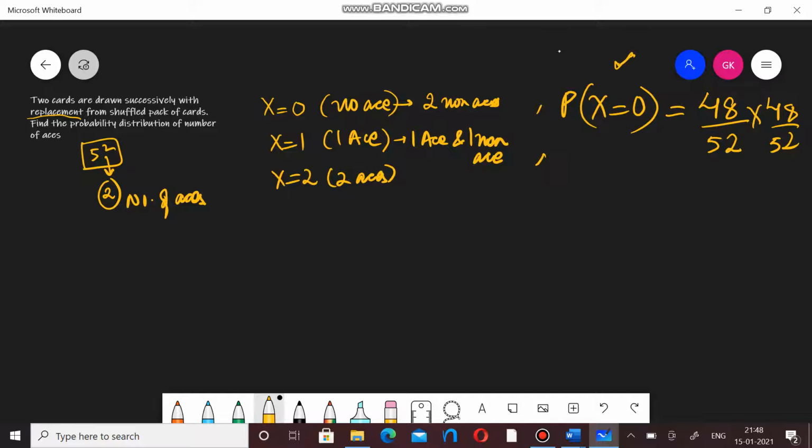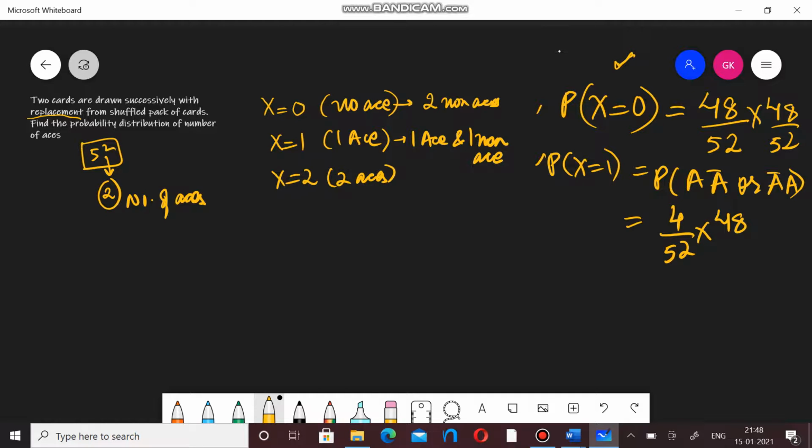Now coming to when x is equal to 1. So what is the probability when x equals 1? One ace and one non-ace. So it can be probability of ace non-ace or non-ace ace. So we have two cases, or you can simply multiply by 2, up to you. So ace, how many aces? Aces we have 4. So it will be 4 divided by 52. And non-aces are 48. So 48 by 52 into 2, because we have two cases over here. So we have to add them, or you can multiply by 2.